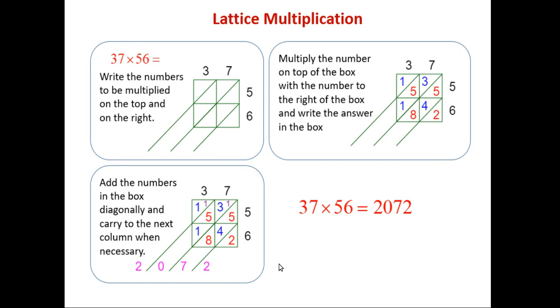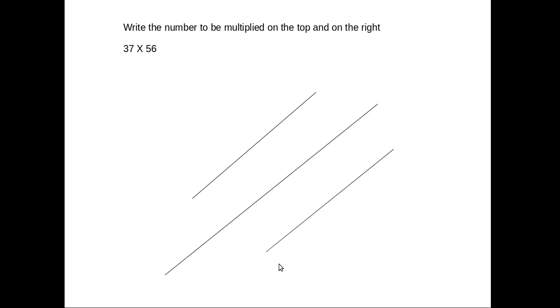Now see, on examples here, write the numbers to be multiplied on the top and the right side, 37 into 56. Here in this way we write it.